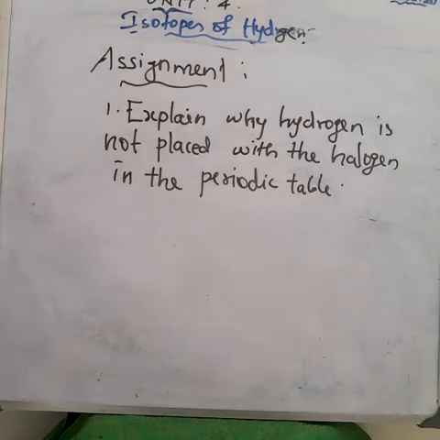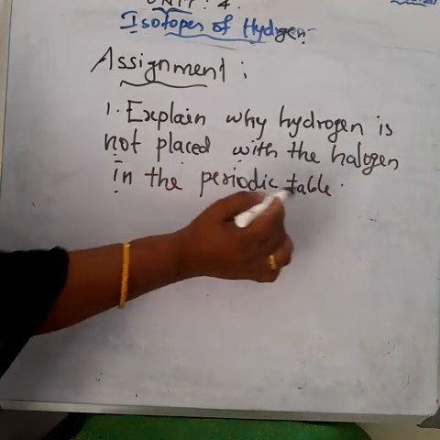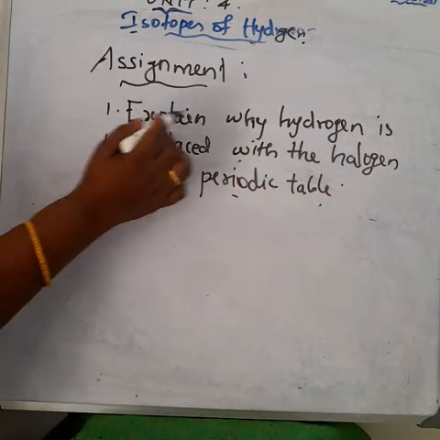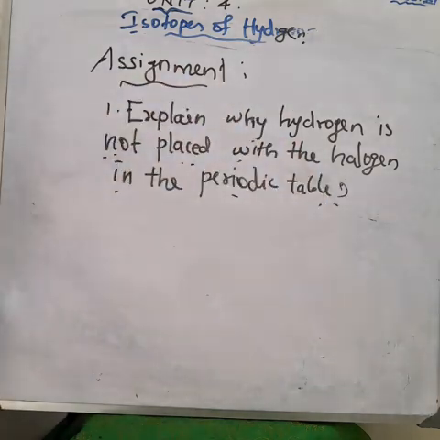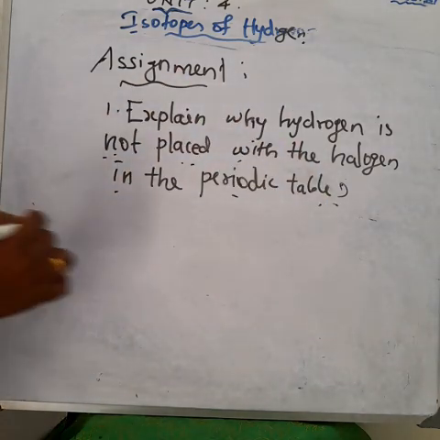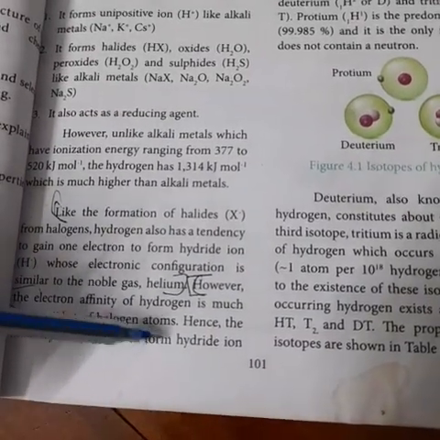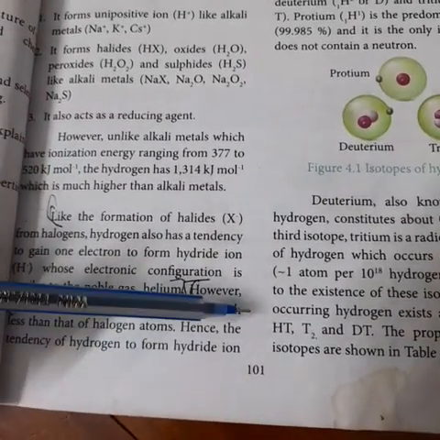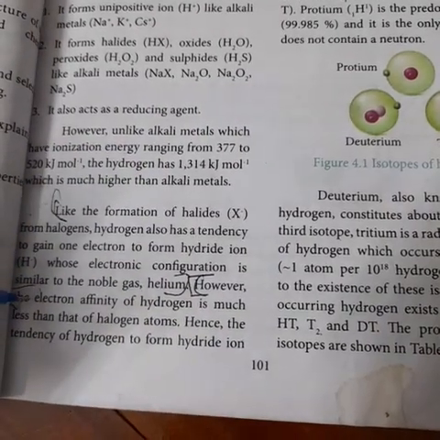Students, today your assignment: explain why hydrogen is not placed with the halogens in the periodic table. Here, take page number 101. On the left side of the page, from the last third line onwards, we have to mark.